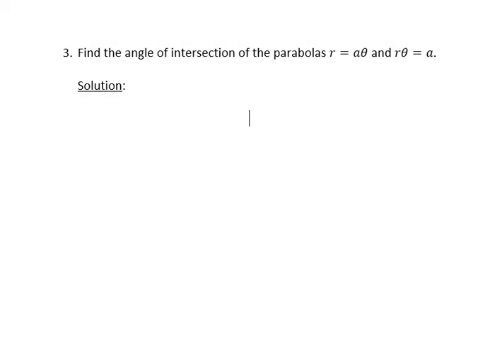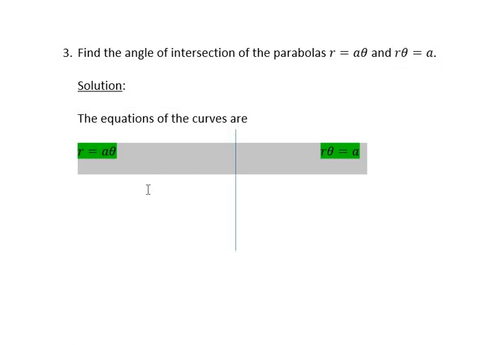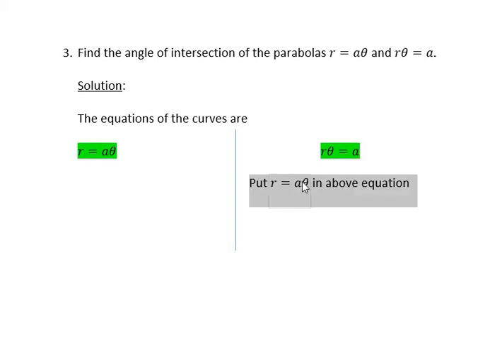Find the angle of intersection of the parabolas r = aθ and rθ = a. The solution. The given equations of the curves are r = aθ and rθ = a. These two curves can be simplified by substituting one in the other, and the point of intersection of the curves can be found by using that. So put r = aθ in the above equation. So we get θ = ±1.